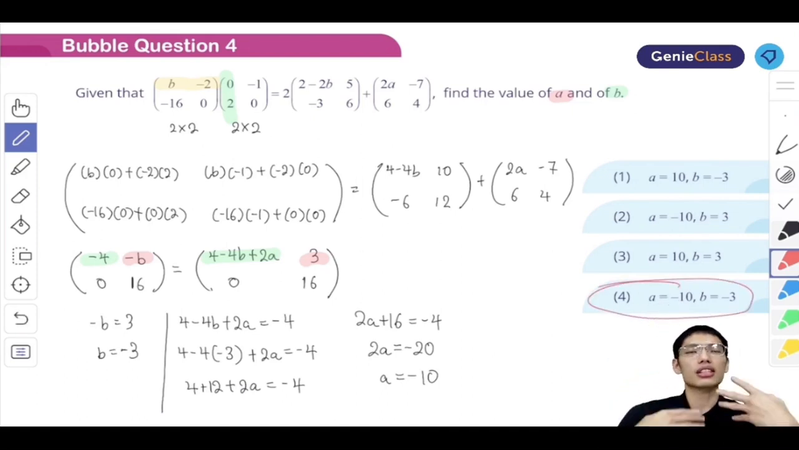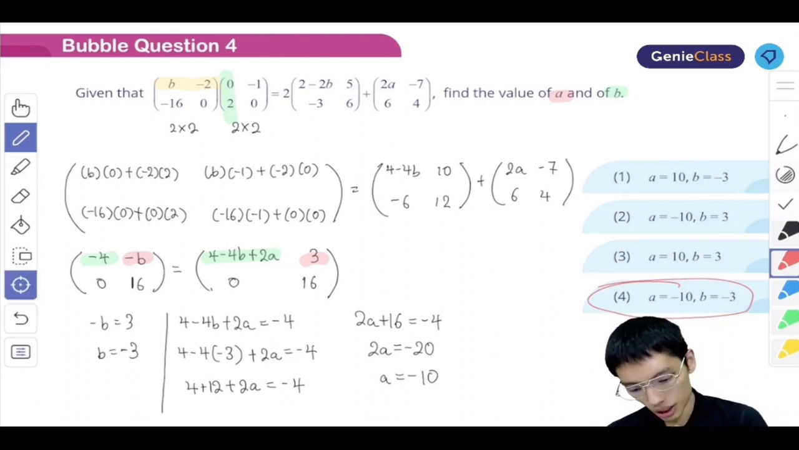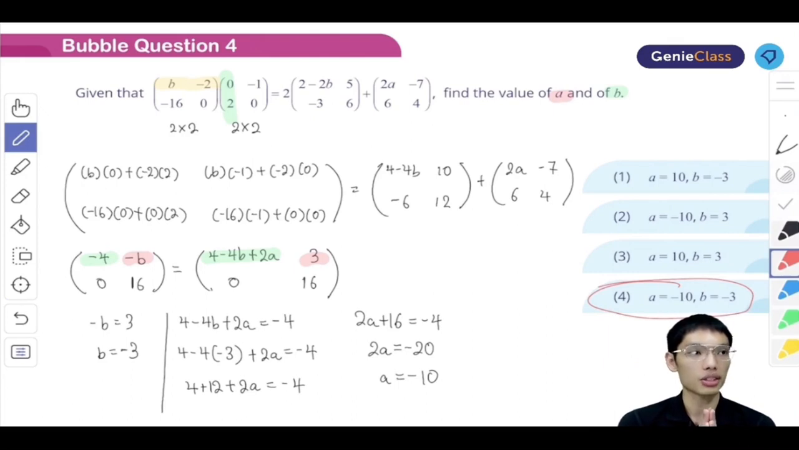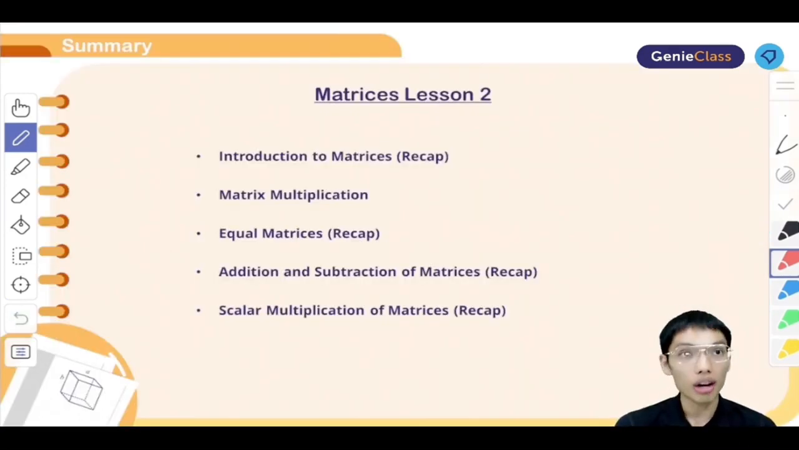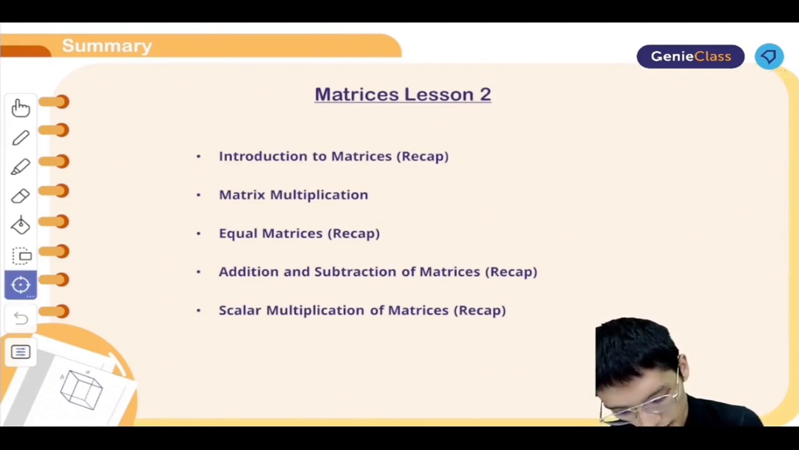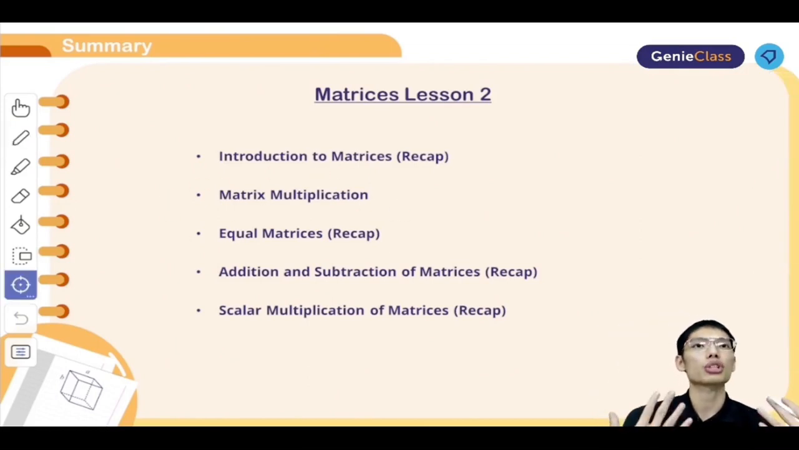So take note, these kind of questions you combine a lot of concepts, and the main thing is the matrix multiplication. Just be very careful with the matrix multiplication. Alright guys, okay, so with this, that's actually all for today. So what have we learned? We have actually learned and more or less recap everything over here. But the main concept is how we matrix multiply.